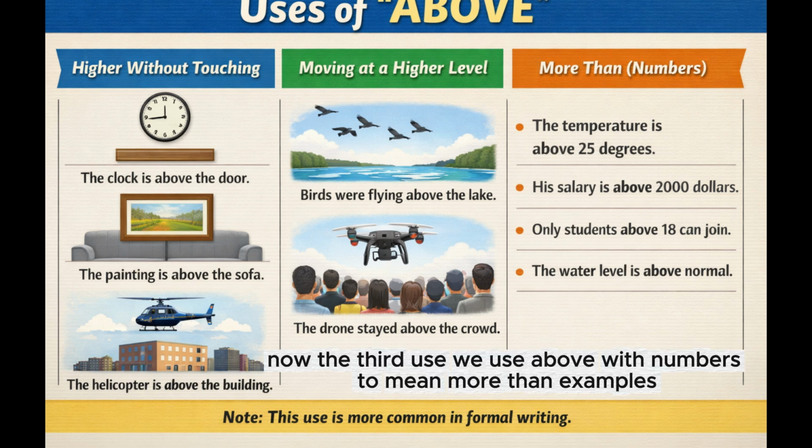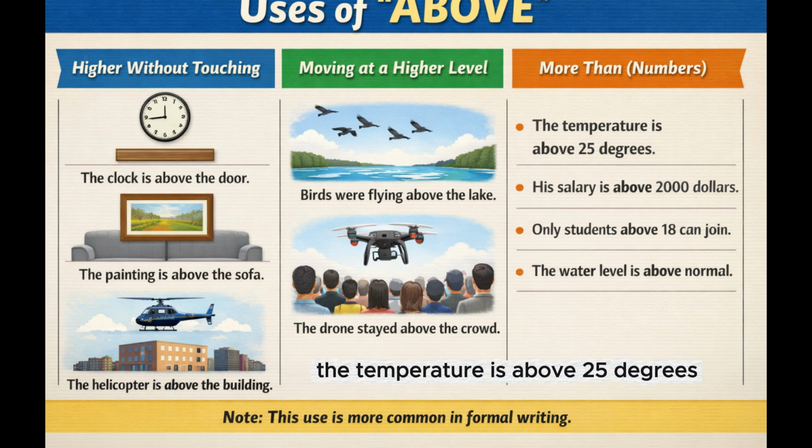Now the third use. We use above with numbers to mean more than. Examples: the temperature is above 25 degrees. His salary is above $2,000. Only students above 18 can join. The water level is above normal. Here is an important note. This use is more common in formal writing.